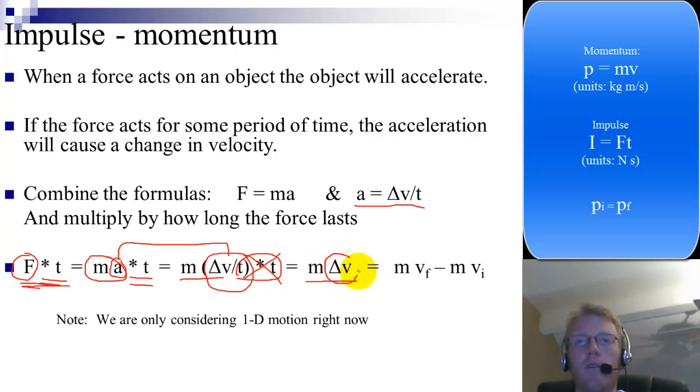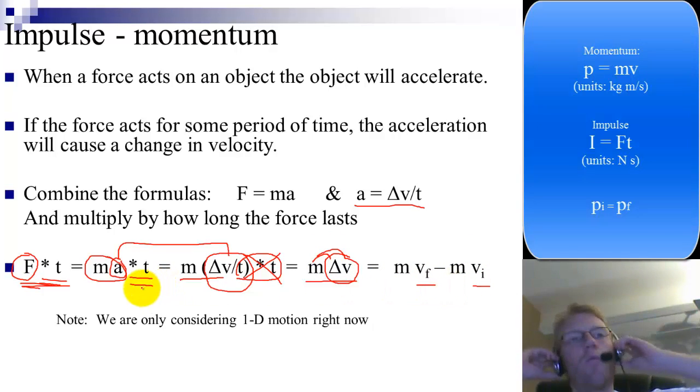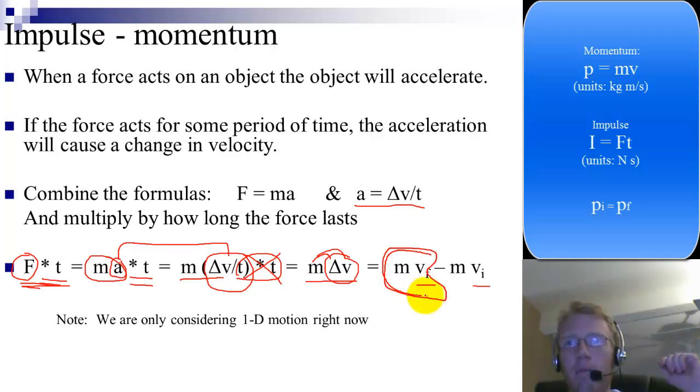And delta v, you know, is v final minus v initial. And if you distribute the m in, you get mv final minus mv initial. So what that's telling you is when you apply a force over some amount of time, something is changing. Whatever m times v is, m times v is some physical quantity, and it's going to change its value when you apply a force over some period of time. The bigger the force you apply, or the longer you apply it for, the larger this quantity is going to change. And so it's nice to give a name to this quantity that's changing.